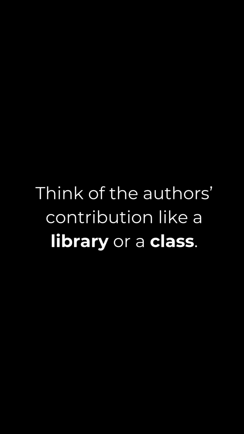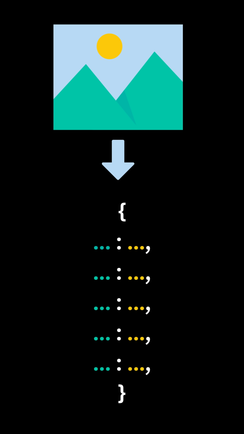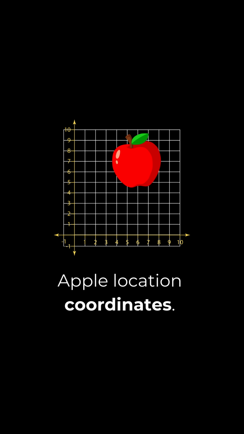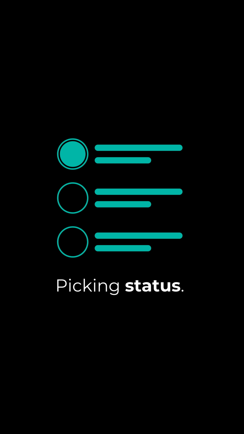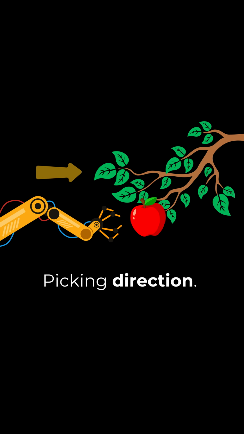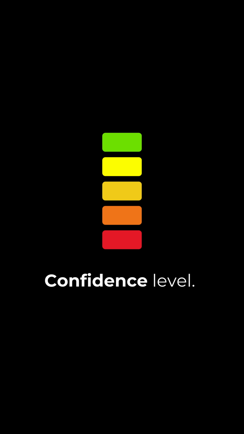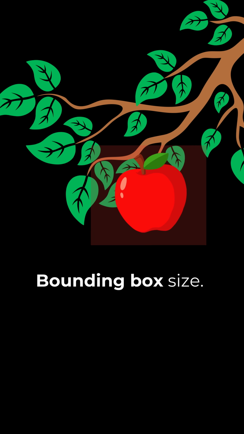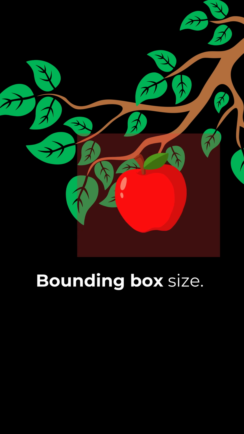Think of the author's contribution like a library or a class that takes in visual information, the apples hanging on a tree, runs analysis on it, and then conveys a bunch of information to the parts of the system that actually need to go pick the apple. Specifically, 1. The apple location coordinates. 2. The picking status. 3. The picking direction, that is, which side of the apple is accessible for picking. 4. The confidence level. And 5. The bounding box size around each apple.